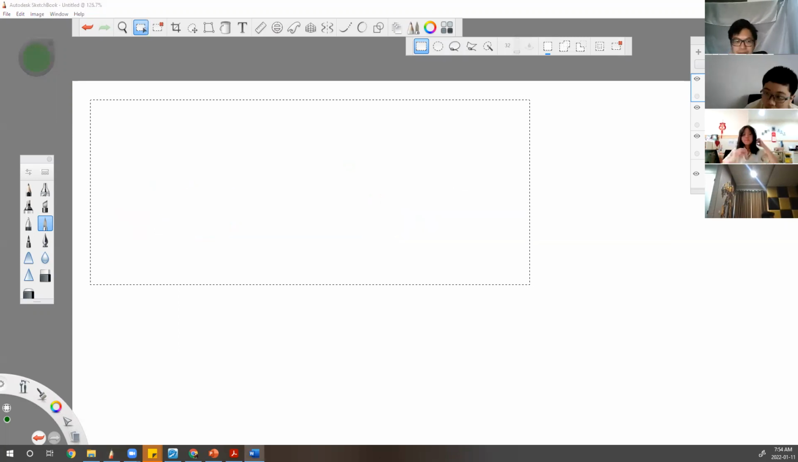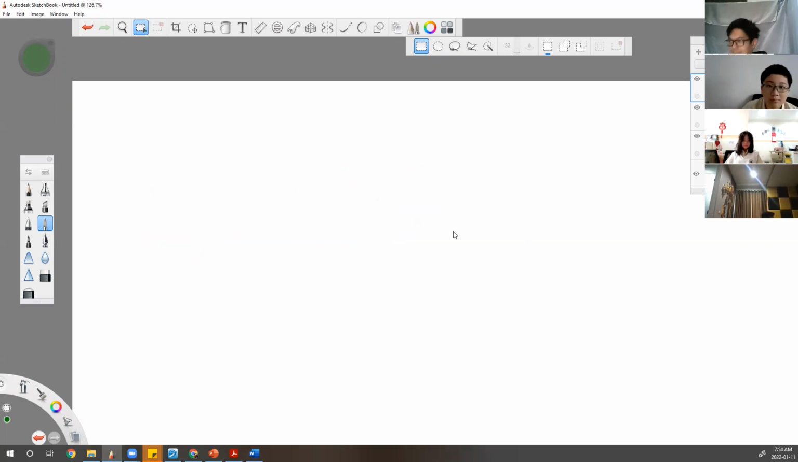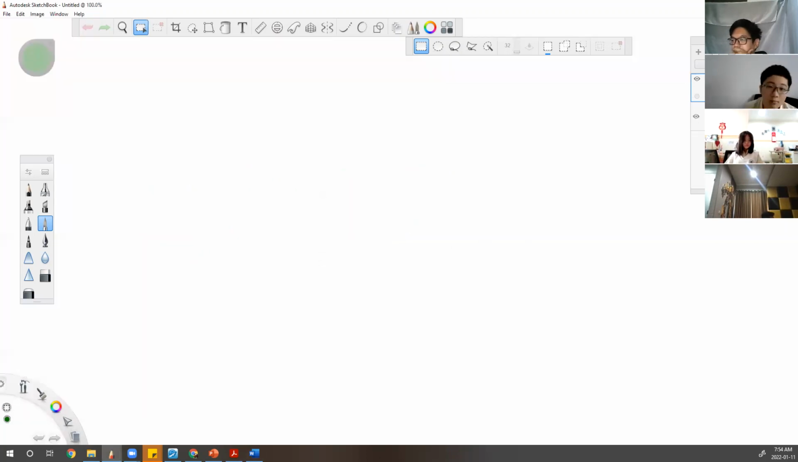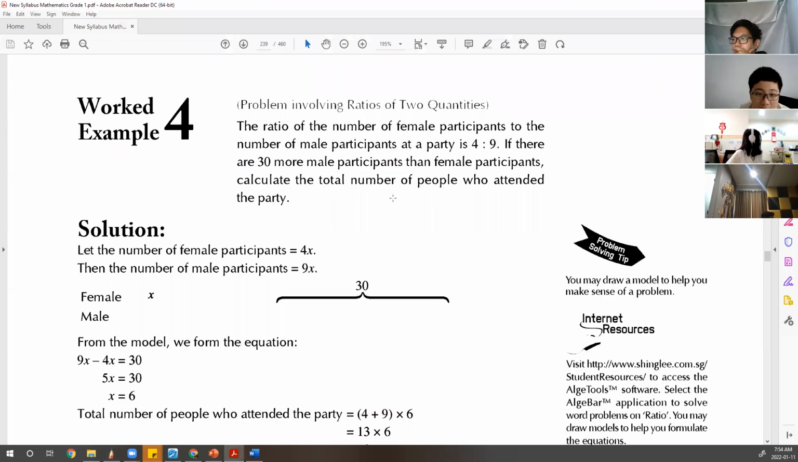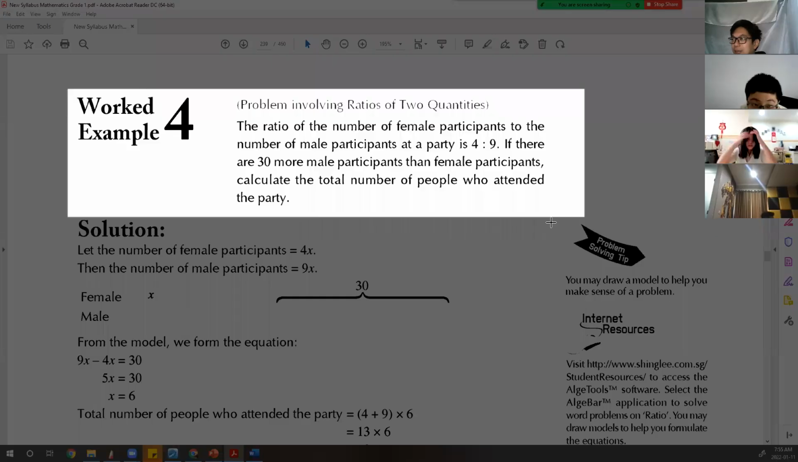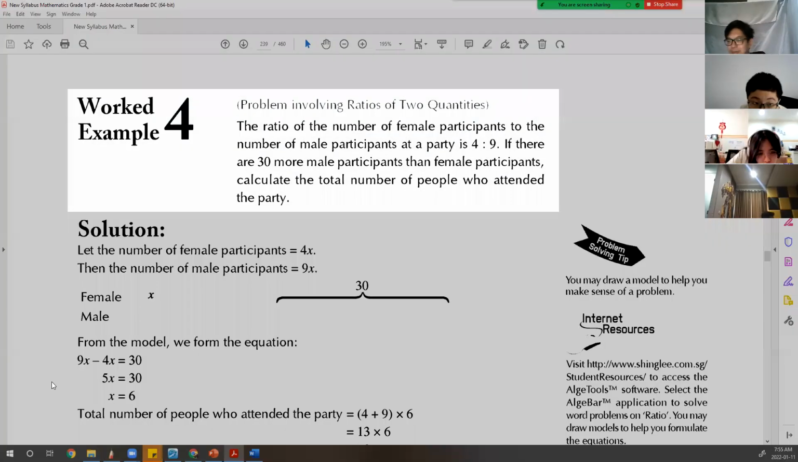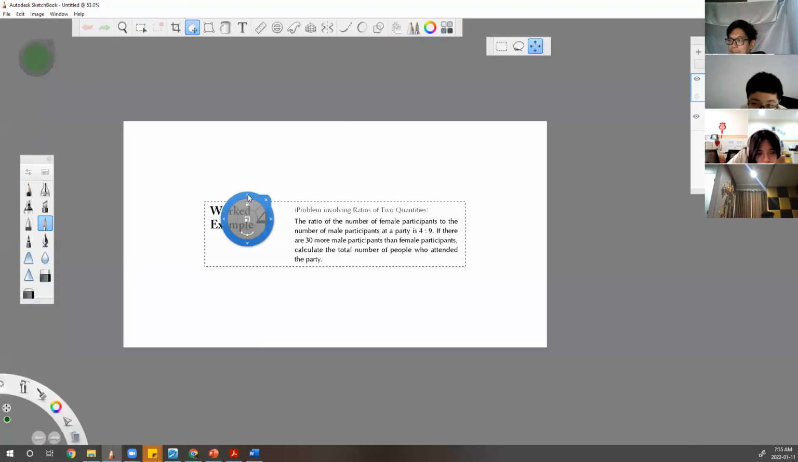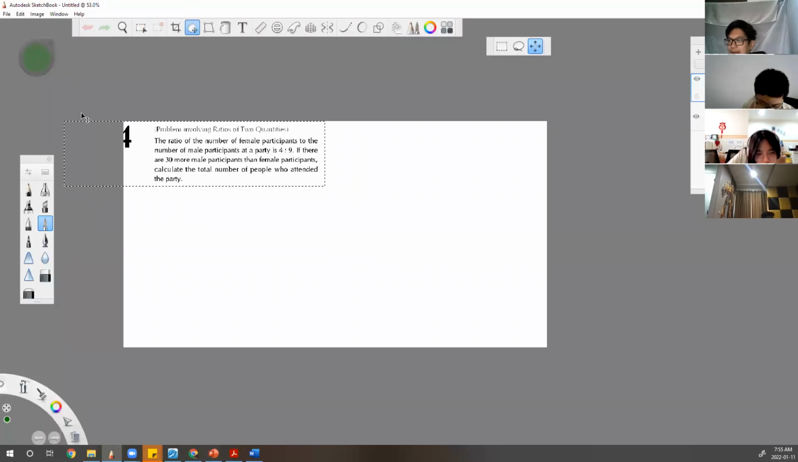Lanjut ya guys. Continue. Oke, work example. Ini nggak kelihatan. Oke, kita langsung aja bikin di sini work example-nya. Two quantities. Taruh gini aja ya.